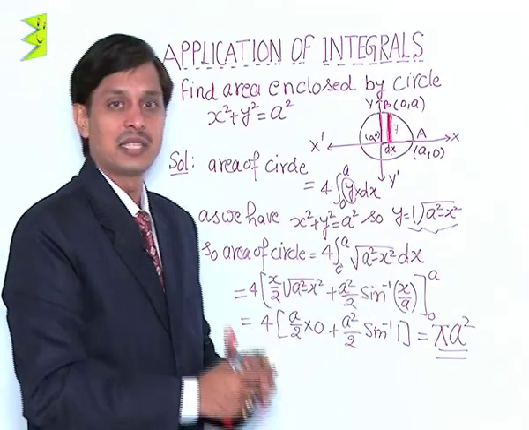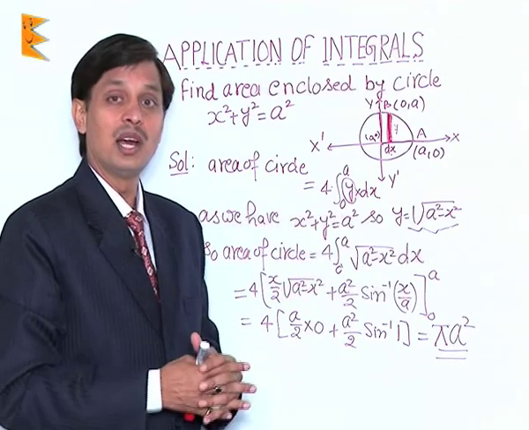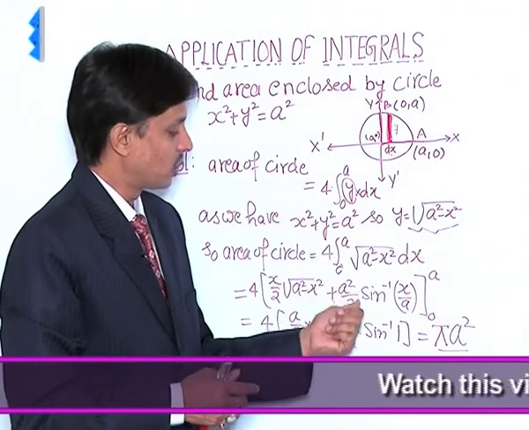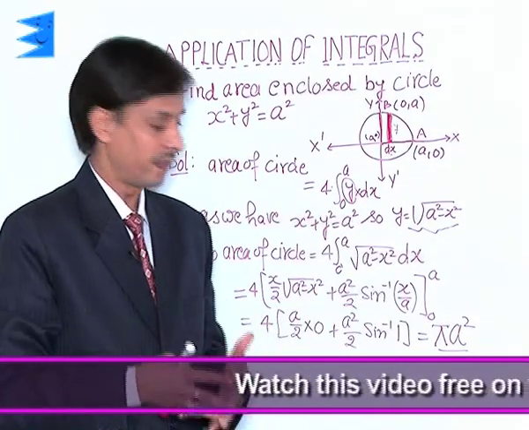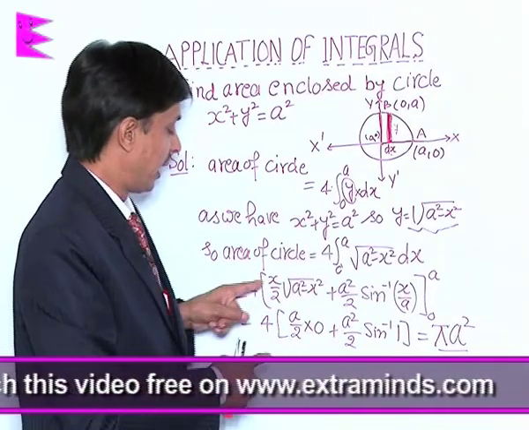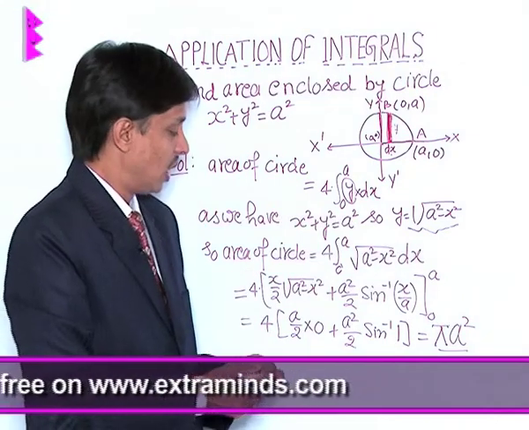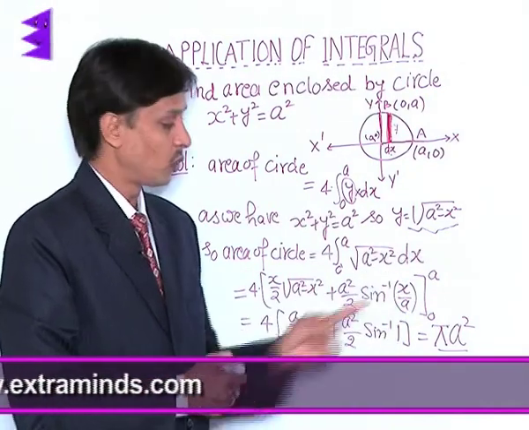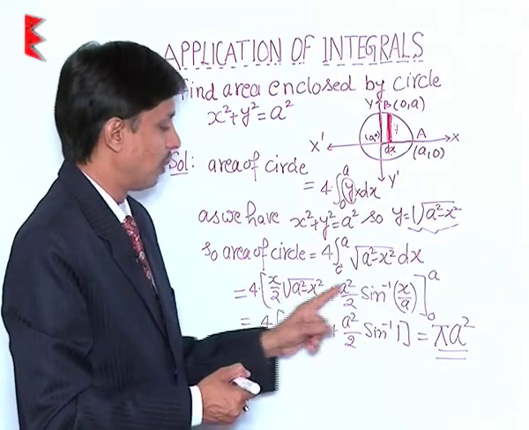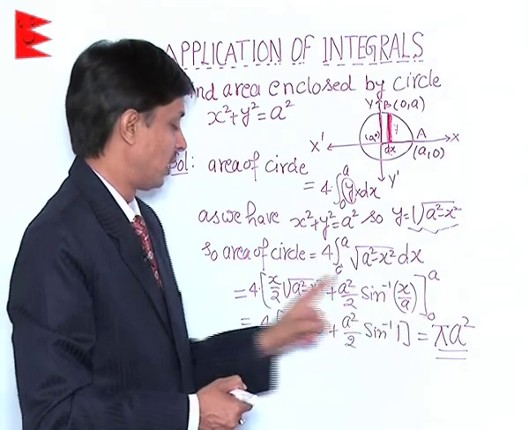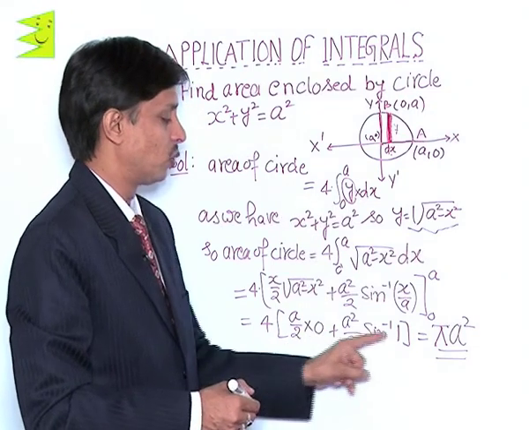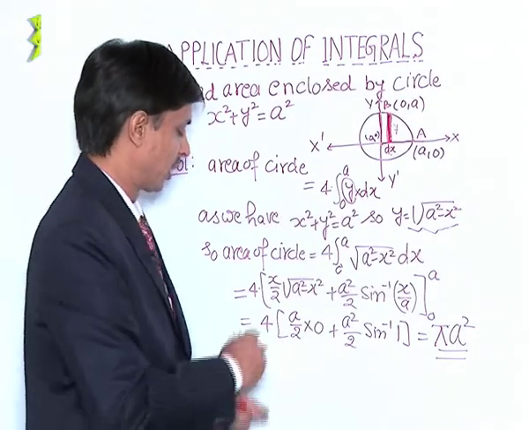For root of a square minus x square dx, the direct formula is x by 2 root of a square minus x square plus a square by 2 sin inverse of x upon a. This is the result which we have taken from the integrations, and it's 4 times as usual. Now limits are from 0 to a. First we will put the upper limit minus the lower limit. So on putting a in place of every x and then putting 0 and subtracting, we will get a by 2 into 0 plus a square by 2 sine inverse of 1, all 4 times.